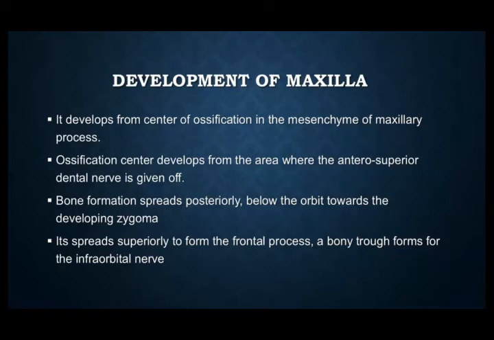ठीक है, so once that primary ossification center is laid down, now the bone is going to develop into different regions. Now you can see the third point: the bone formation spreads posteriorly. अब आपको पता है कि जब posteriorly जाएगी maxillary region में तो you have a structure that is known as the zygomatic bone below the orbit. ठीक है, इसी तरह से जब anteriorly जाती है तो it is going to develop the region of your incisors. ठीक है, and then it spreads superiorly to form the frontal process of the maxillary bone.